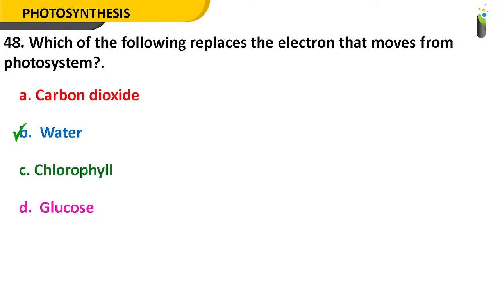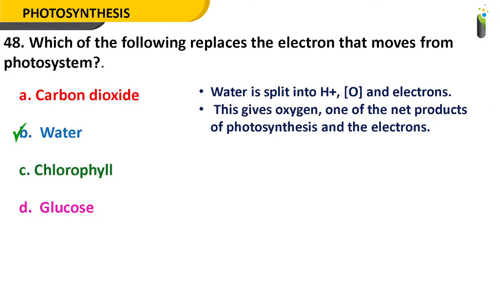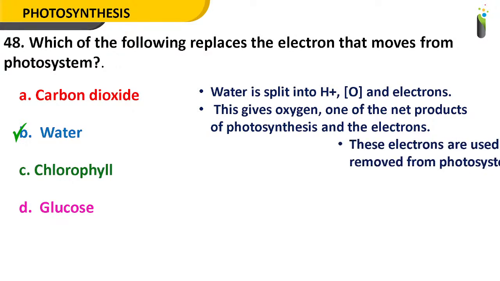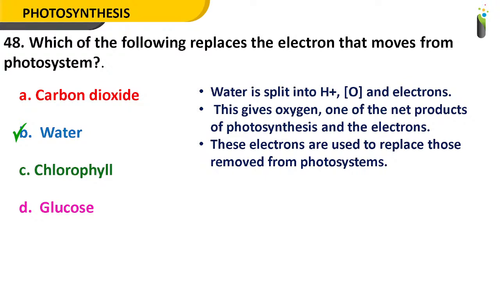Okay, so it releases out electrons that are accepted by photosystem. It's a part of non-cyclic photophosphorylation. So water is split into H plus, oxygen and electrons. This gives oxygen one of the net products of photosynthesis and the electrons. These electrons are used to replace those removed from the photosystems.